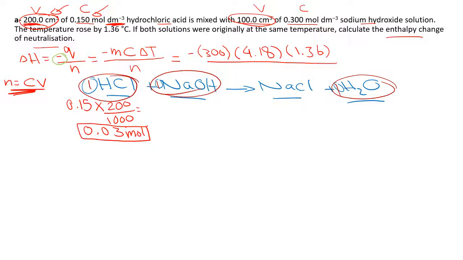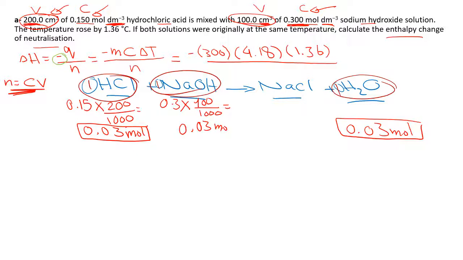So the number of moles of water produced will be 0.03 mole. If you would like to double check the number of moles of NaOH, to check if there is a limiting reactant, the concentration of NaOH is 0.3 multiplied by, again, the volume in centimeter cubed, which you should convert to liters, so 100 over 1,000. It will equal 0.03 moles. So in this problem, they are bringing exactly the same amount of moles of both acid and base, so you can use any of them.